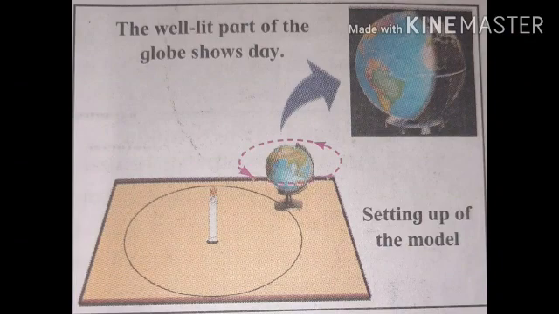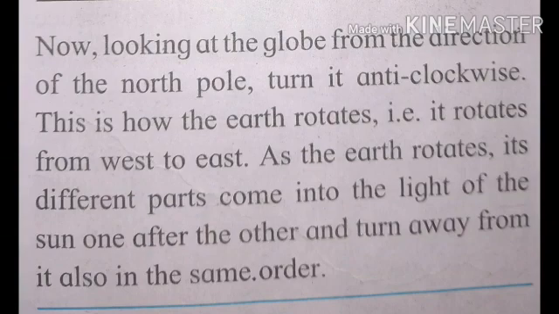So here you can verify what you see in the room where you have placed the candle. Now, looking at the globe from the direction of the North Pole, turn it anti-clockwise. This is how the Earth rotates. That is, it rotates from west to east. As the Earth rotates, its different parts come into the light of the sun one after the other and turn away from it also in the same order.